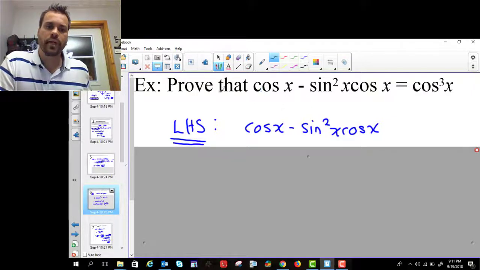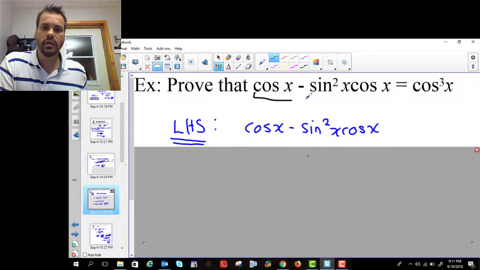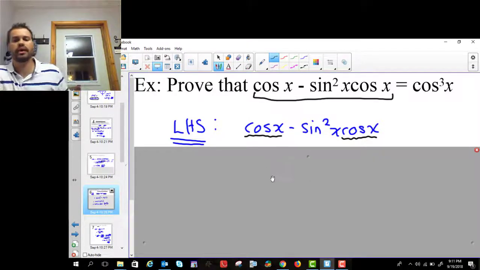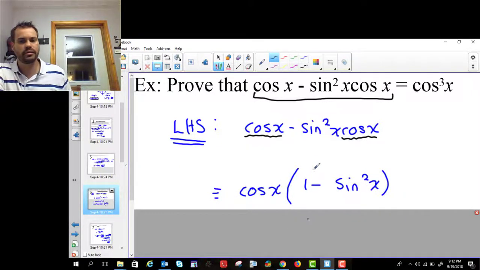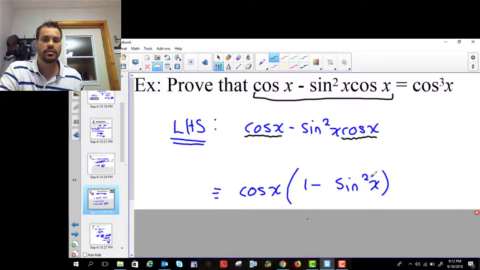But if you look at this one, I want to prove that cosine x minus sine squared x cosine x equals cosine cubed x. So the first thing that I do, I always start on the side that has more terms. And what I'm noticing is there's just cosine over here, and here there's sine. There's a cosine x in this term and there's a cosine x in this term. So I'm going to take it out as a common factor. Which means if I remove cosine x here, I have 1 left. And if I remove cosine x from here, I have sine squared x left. So I have 1 minus sine squared x.